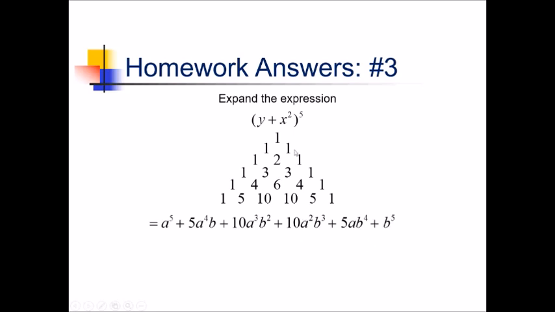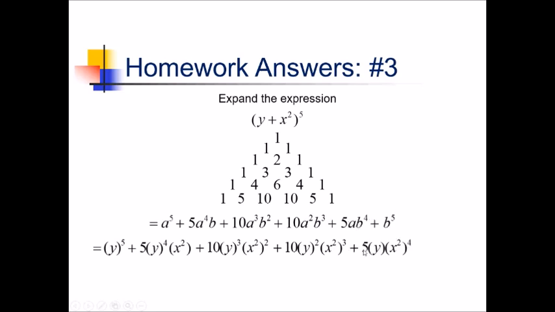So for the a values, we've got y. For the b values, we've got x squared. So we've got y to the 5th plus 5y to the 5th x squared plus 10y to the 3rd x squared squared, which is kind of weird. Next, we have 10y to the 2nd and then x squared cubed. Next, we have 5y x to the 2nd to the 4th. And finally, we have x squared to the 5th.